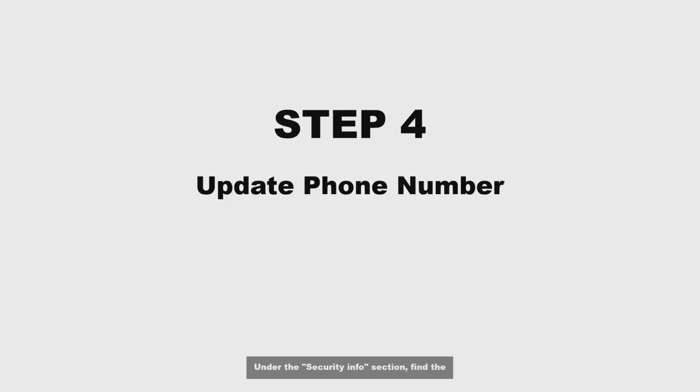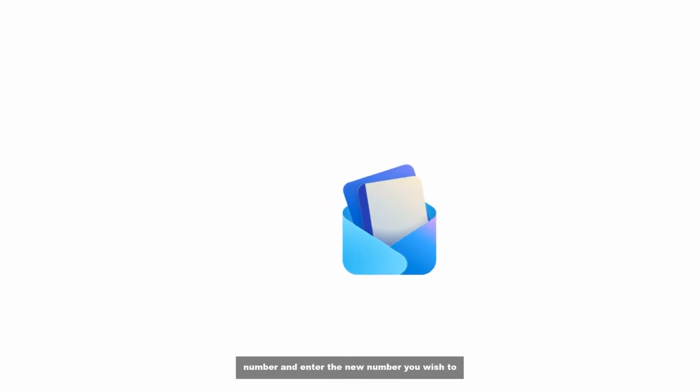Step 4. Update phone number. Under the Security Info section, find the option to add or change your phone number. Click on Edit next to your current phone number and enter the new number you wish to use.